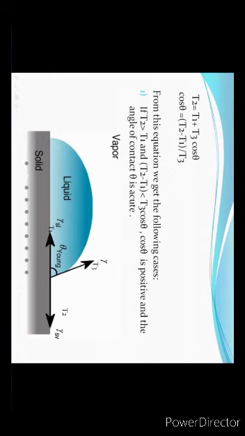Then cos theta should be positive. And when is cos theta positive? When the angle is less than 90 degrees. Correct? You might have studied this in mathematics. So when cos theta is positive, it should be less than 90 degrees. So the angle is acute. So look at the shape of the drop. It will be something like this. When you just put one tiny drop, see this shape, the water droplet will form.